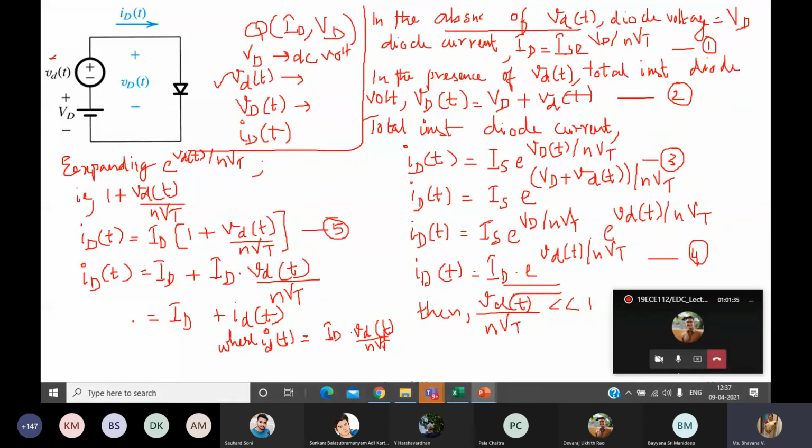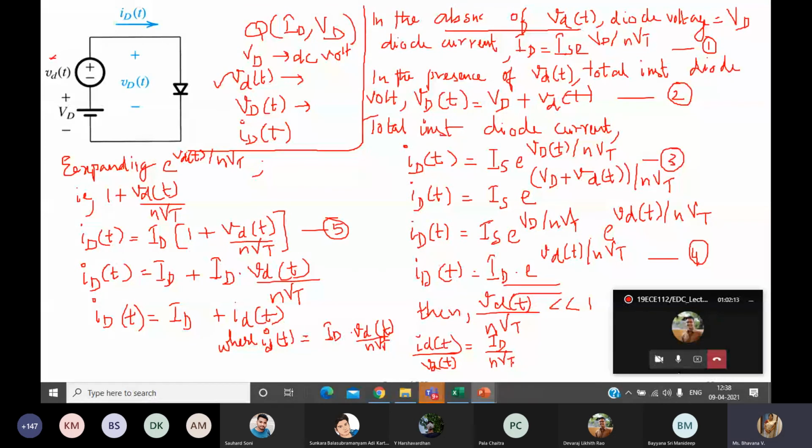Is this clear to you? We are expressing the instantaneous value of diode current as a combination of AC current as well as DC current. So here the AC current corresponds to capital Id into Vd of t by nVt. Is it clear? Yes, ma'am. So from this, what is id of t by vd of t? Id by nVt.